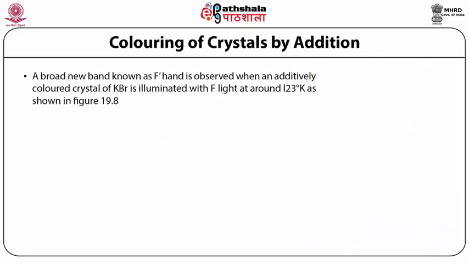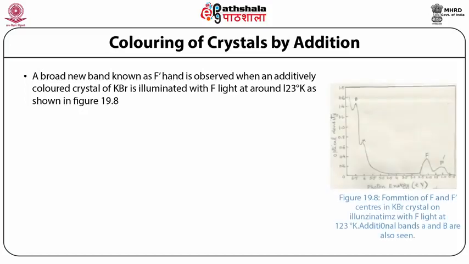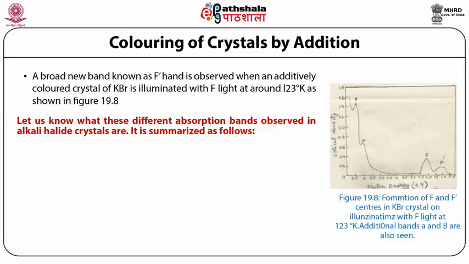A broad new band known as the F prime band is observed when an additively colored crystal of KBr is illuminated with F light at around 123 degrees Kelvin, as shown in figure 19.8. Let us now see what these different absorption bands observed in alkali halide crystals are. It is summarized as follows.